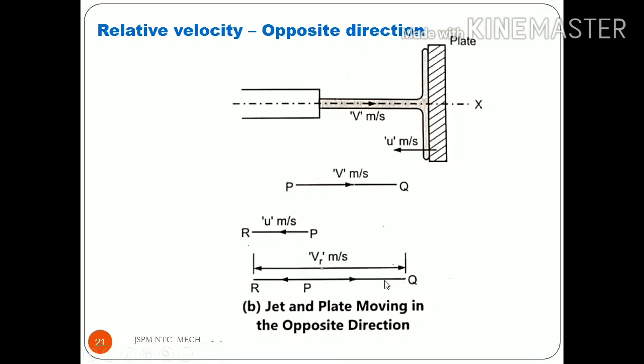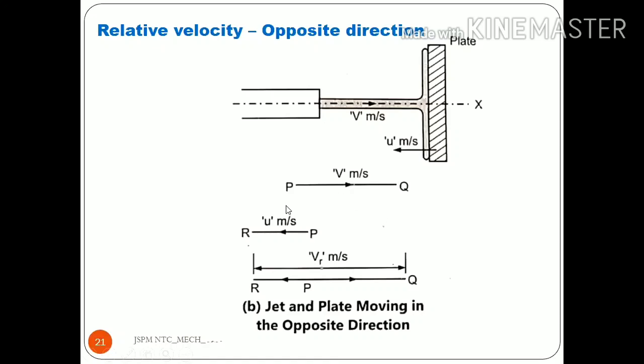Here for relative velocity, how will we get the relative velocity? The relative velocity will be v minus u only, because u is in the negative direction. Again it will be the same formula, the relative velocity in the opposite direction is also the same. The relative velocity is v minus u, but the vector representation is like this, one after another.